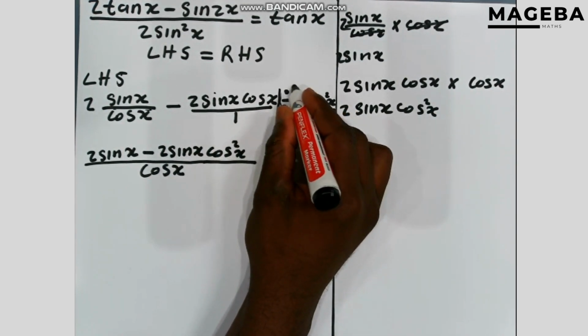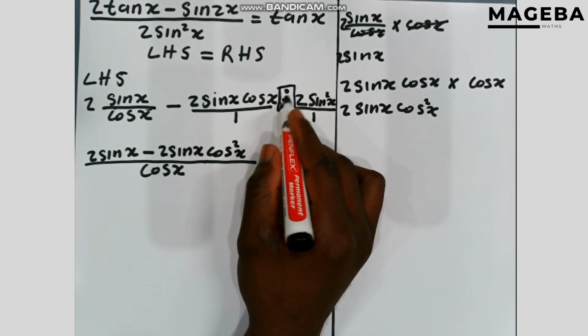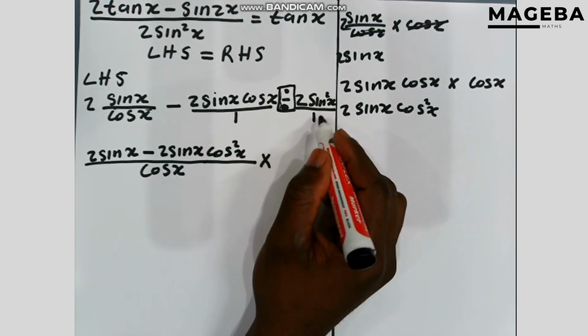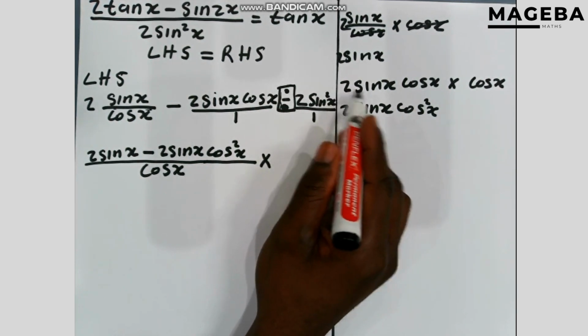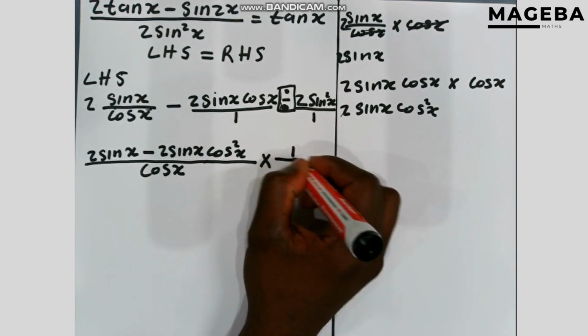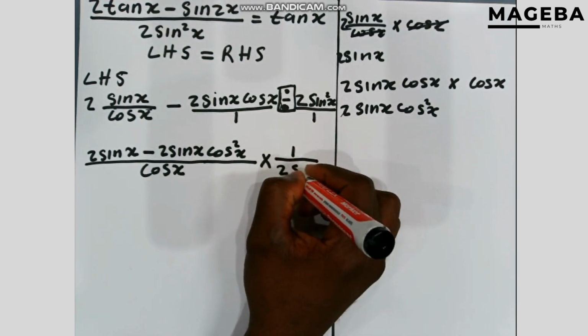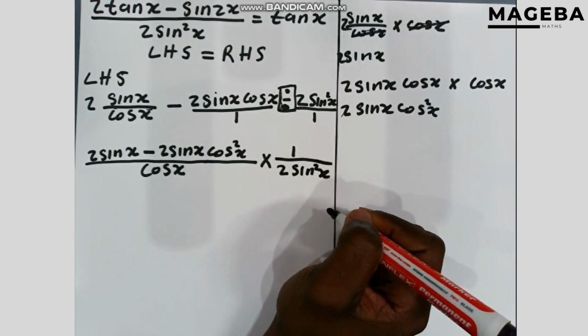I'm going to change this division sign to a multiplication. Then if I change this division sign to a multiplication, what we have there in the denominator is going to be on the numerator, and the one in the numerator is going to come to the denominator, so it's going to have 1 all over 2 sine squared x. I hope you understand that one.